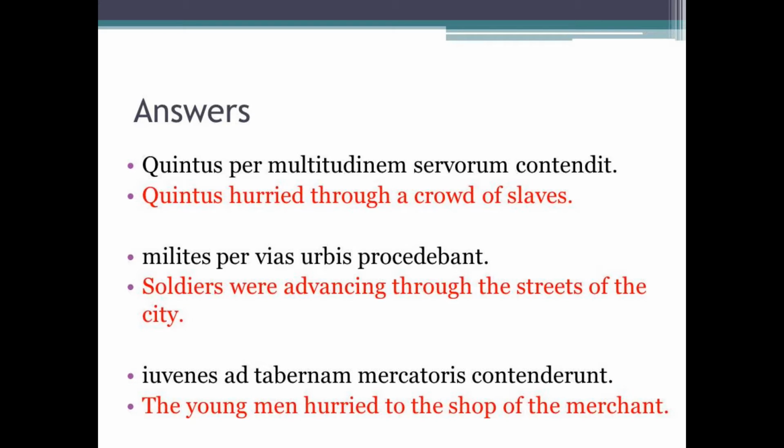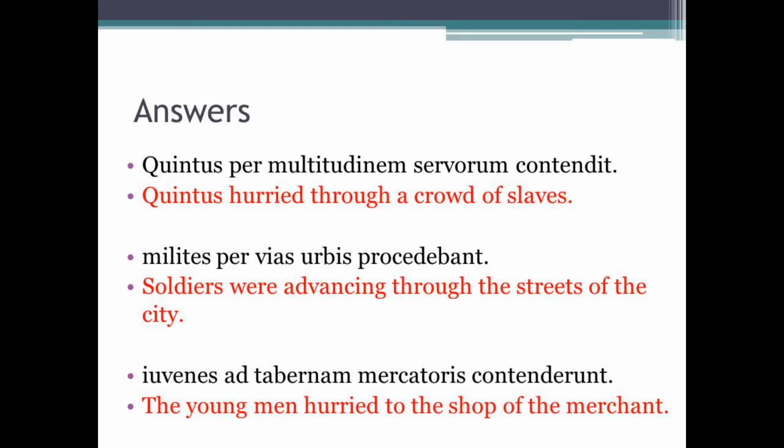Now let's go through the answers. Quintus per multitudinem servorum contendit. Quintus hurried through a crowd of slaves. Milites per vias urbis procedebant. Soldiers were advancing through the streets of the city. Juvenes ad tabernam mercatoris contenderant. The young men hurried to the shop of the merchant.